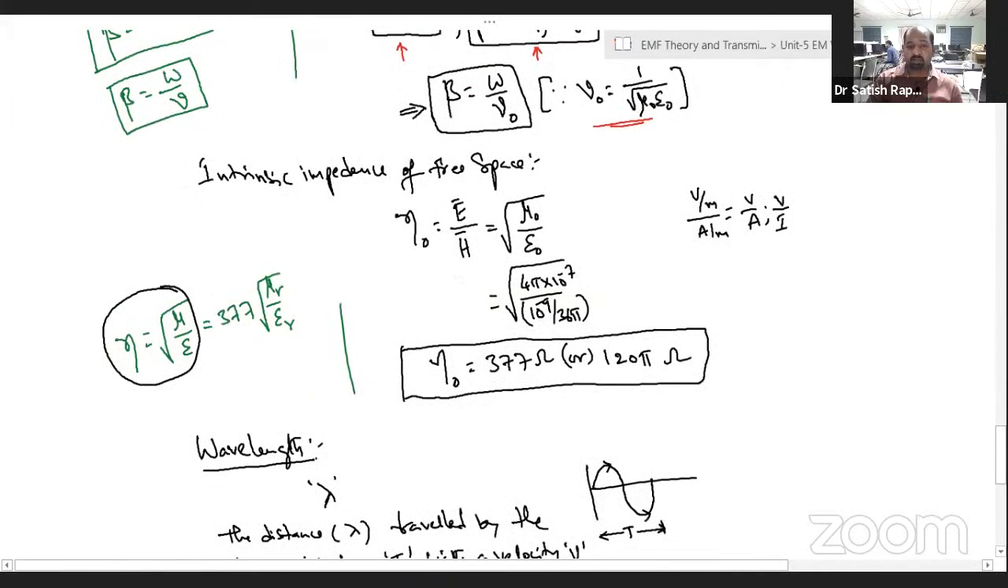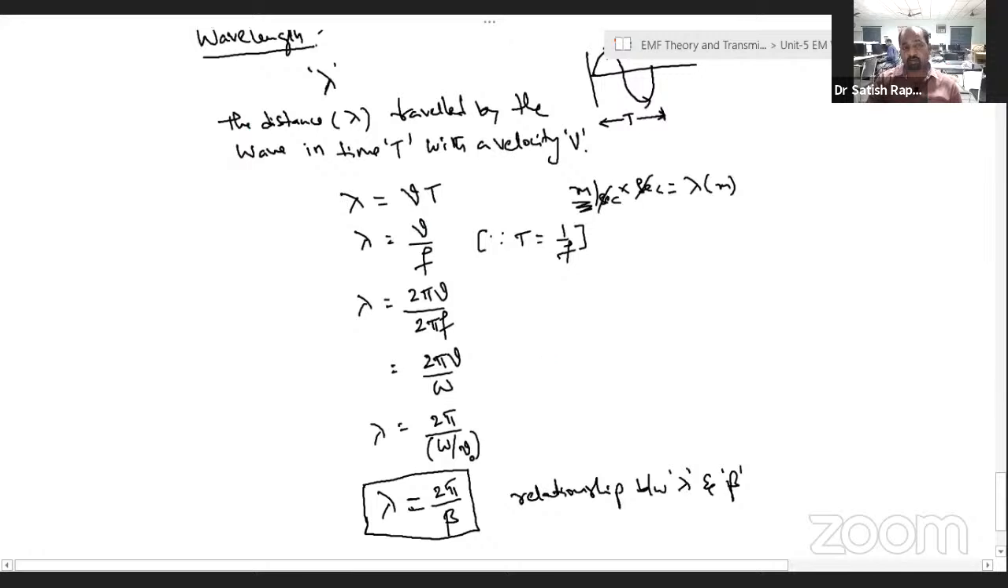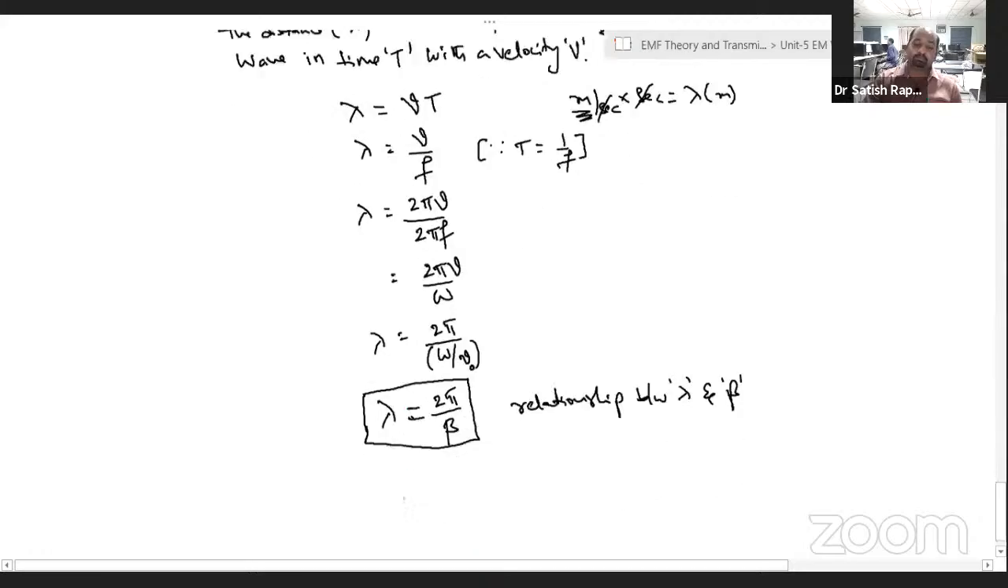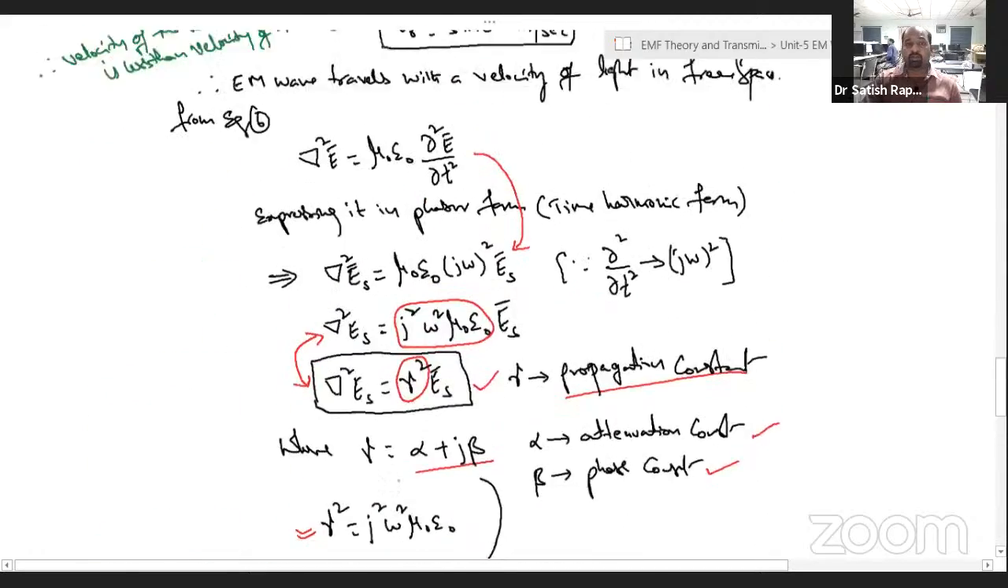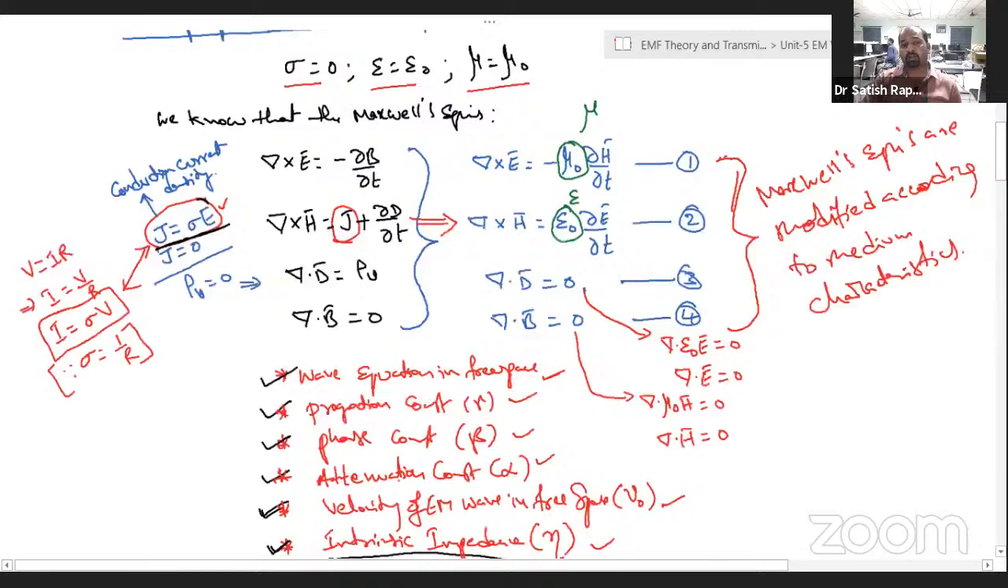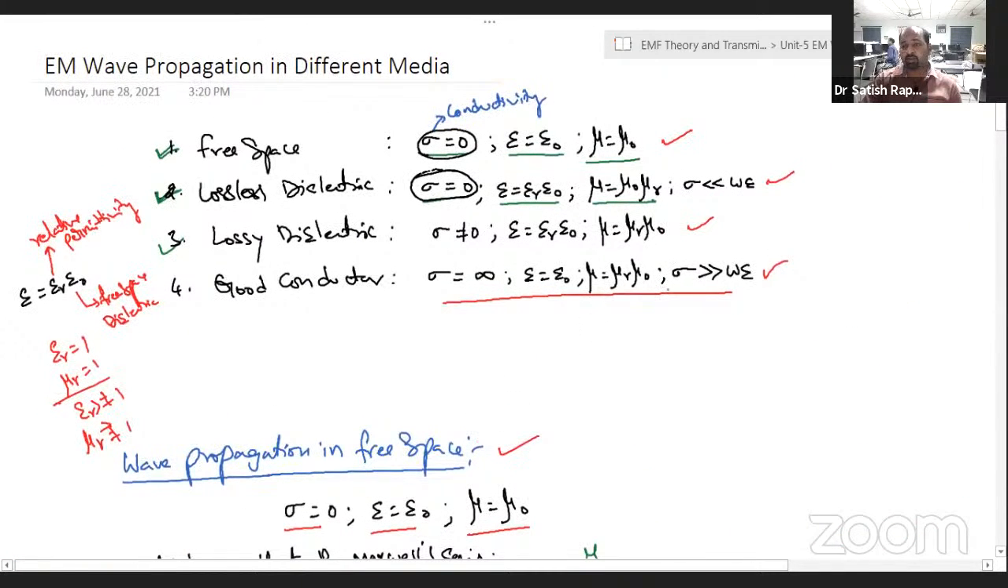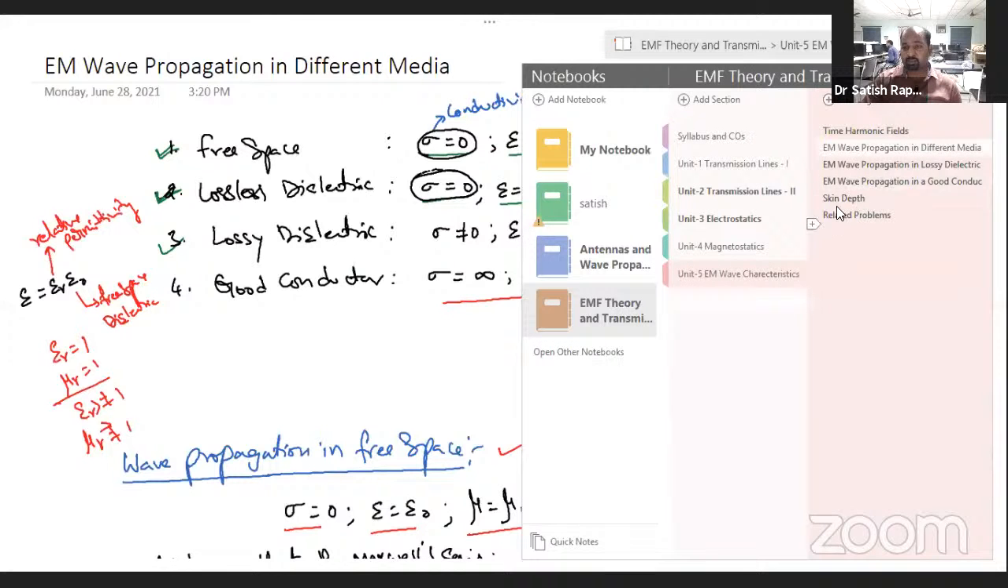Intrinsic impedance eta naught is equal to E by H. I have derived this relation, the E by H relation, later. And eta naught is equal to 377 ohms, or 120 pi. I have also given the relationship between wavelength and phase constant, lambda and beta. So this is about wave propagation in free space. Once wave propagation in free space is clear, wave propagation in the remaining media is also the same, because we follow the same procedure for all.